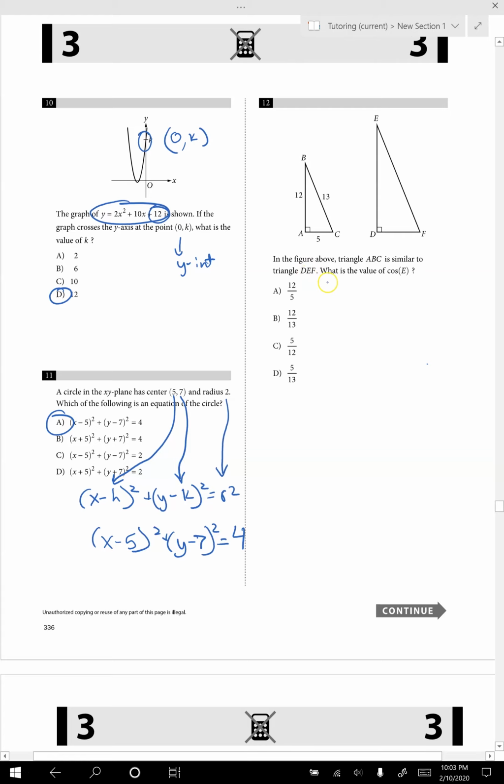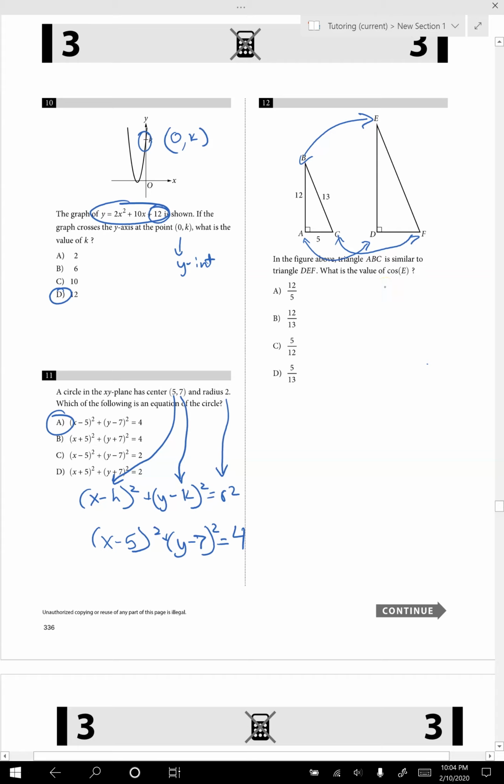In the figure above, triangle ABC is similar to triangle DEF. Okay, so let's make sure that we get the corresponding angles understood here. A corresponds to D, B corresponds to E, and C corresponds to F.